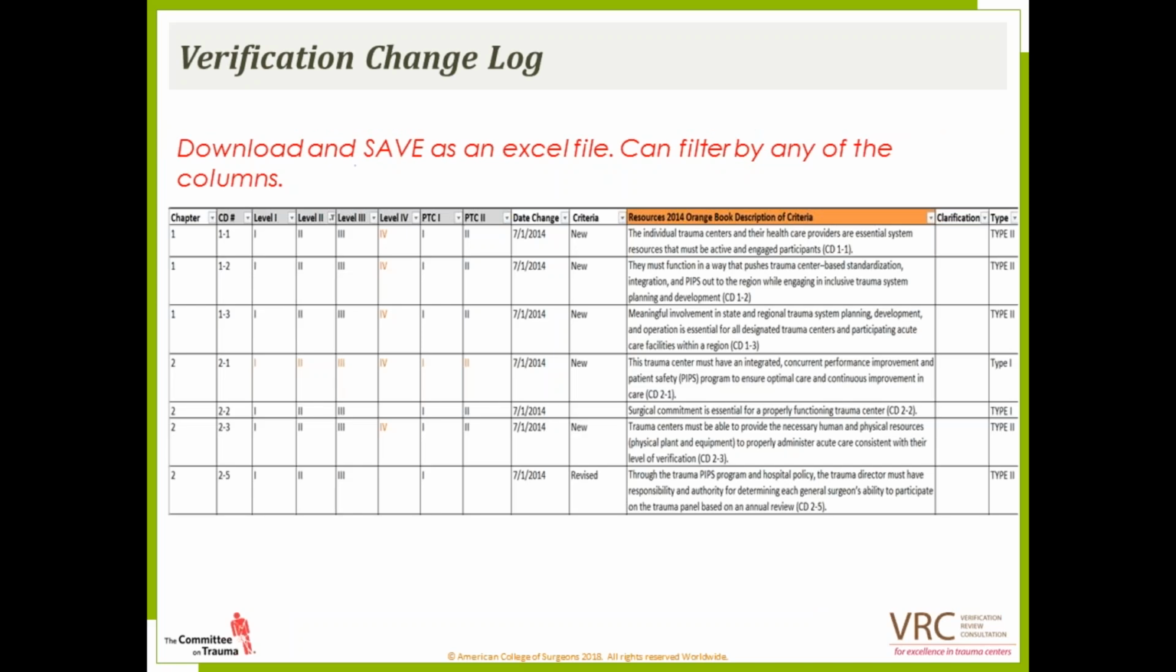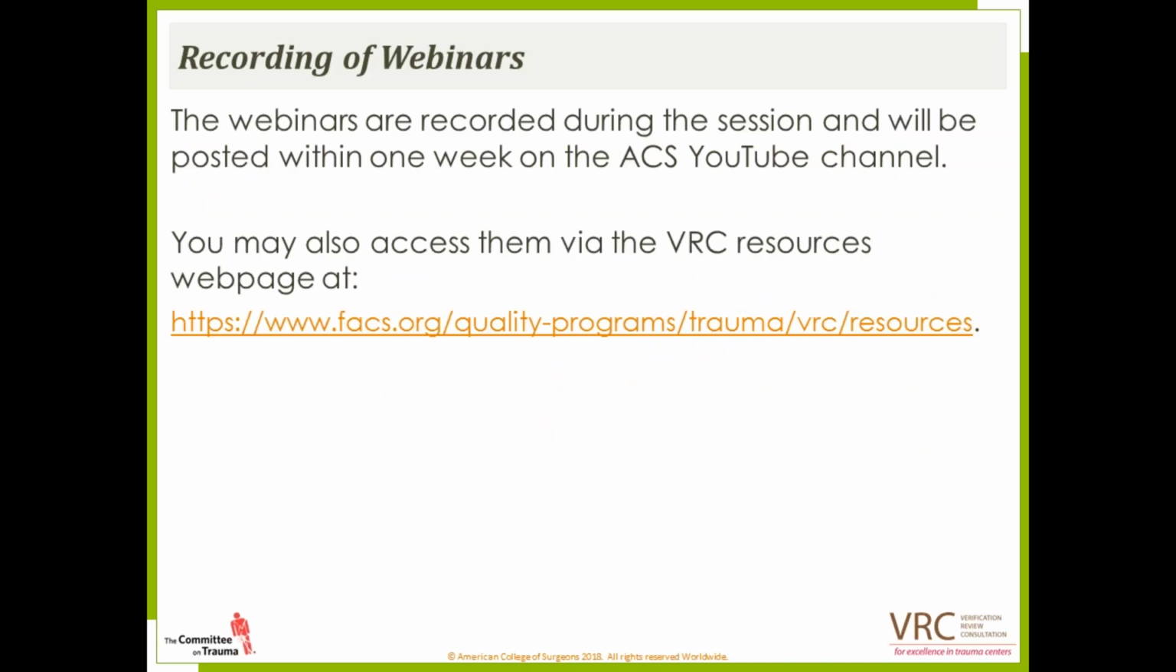Here's the verification change log. One of the things I do want to add to this is that this document can be downloaded as an Excel file, and as mentioned before, you can filter it by any of the columns present. I have received some requests about gap analysis for level 3s who are interested in going to a level 2 and or level 2s going to a level 1, or a new trauma center that's just wanting to get in the process. Unfortunately, we don't have a gap analysis per se, but ideally, this is one document you can use to actually do a gap analysis, and you can, again, filter it as you like.